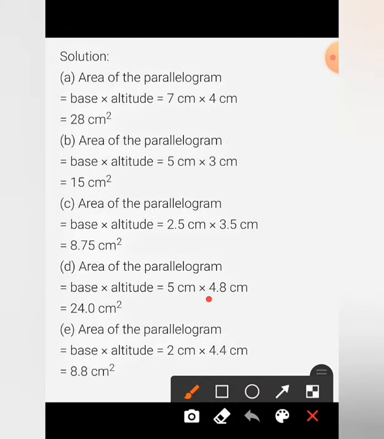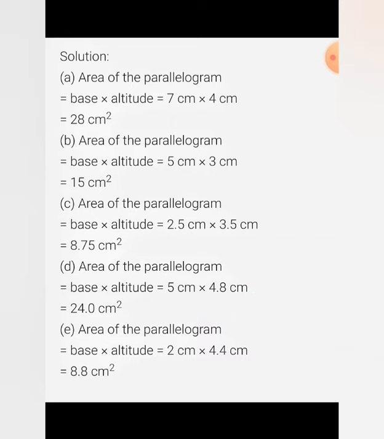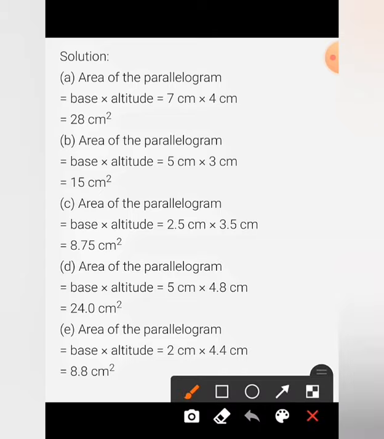So 4.8 centimeter into 5 centimeter, base into height. If you multiply 4.8 into 5, we will get 240, and we will keep the decimal point after one digit. So the answer will be 24.0 centimeter square.